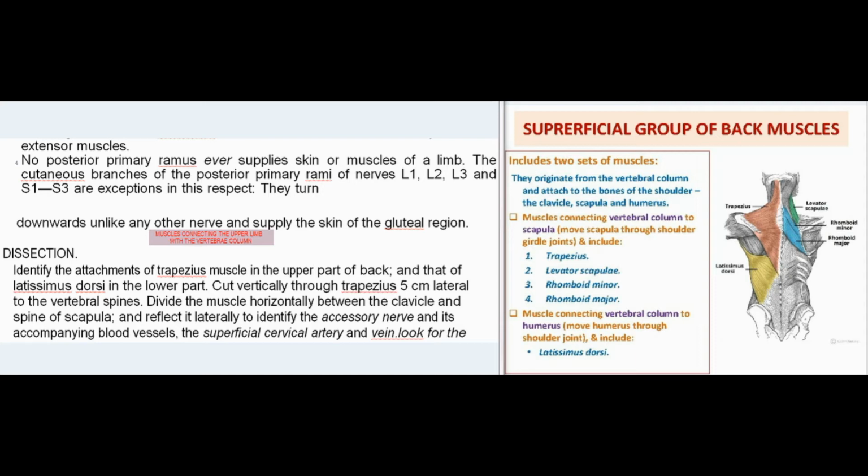Dissection. Muscles connecting the upper limb with the vertebral column: identify the attachments of trapezius muscle in the upper part of back, and that of latissimus dorsi in the lower part. Cut vertically through trapezius 5 cm lateral to the vertebral spines. Divide the muscle horizontally between the clavicle and spine of scapula, and reflect it laterally to identify the accessory nerve and its accompanying blood vessels, the superficial cervical artery and vein.